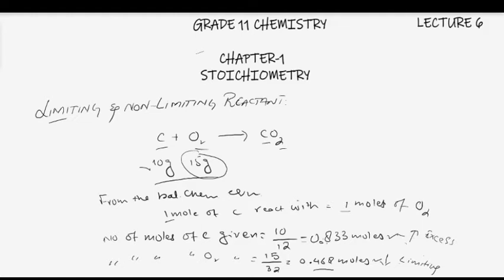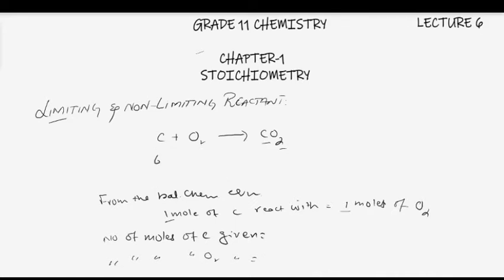Now let's see another scenario for this reaction. If we have 6 grams of carbon and 16 grams of oxygen, and you're asked to calculate the amount of carbon dioxide that would be produced, or if you are asked to determine which of these two is a limiting or non-limiting reactant. So what we saw in the previous scenario is that 10 grams of carbon still made it the excess reactant as compared to 15 grams of oxygen.